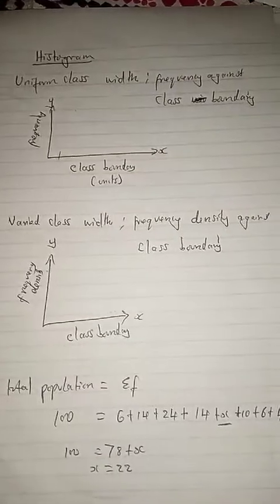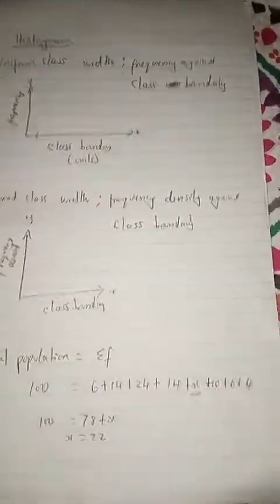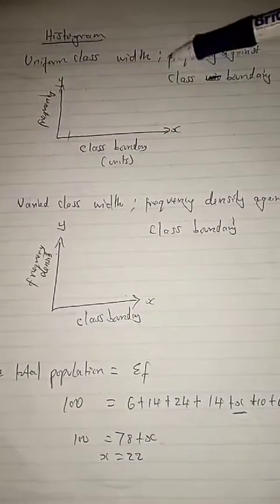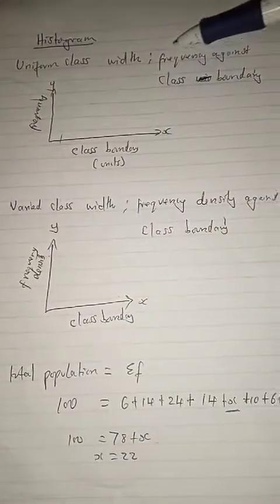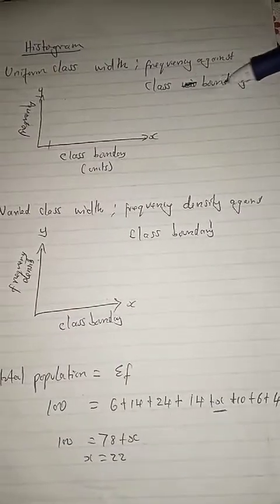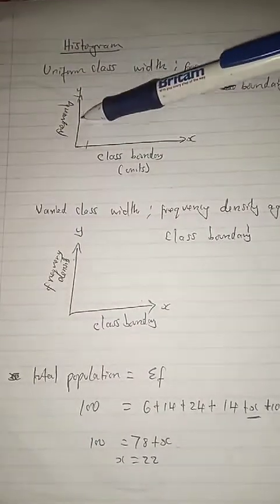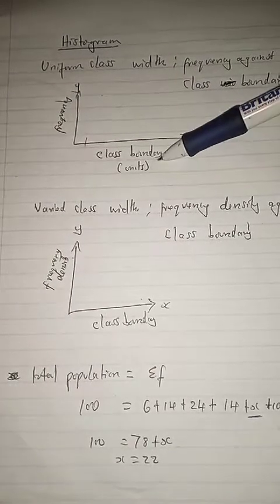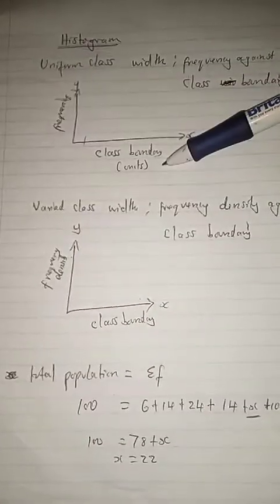We have two types of histogram depending on the nature of the data. If the data has a uniform class width, we draw a frequency against class boundaries, so that you have frequency on the y-axis, then class boundaries on the x-axis. Remember, we use the upper class boundaries.